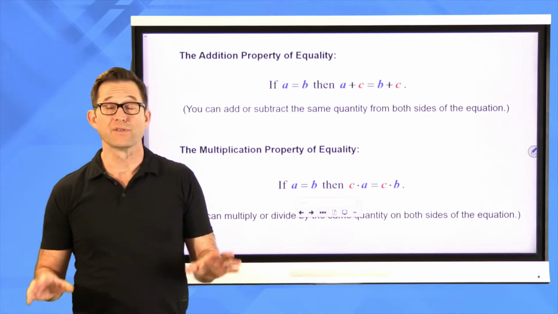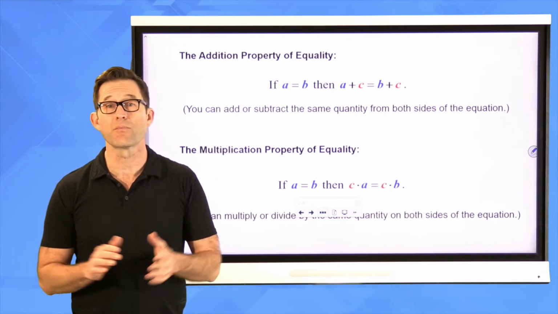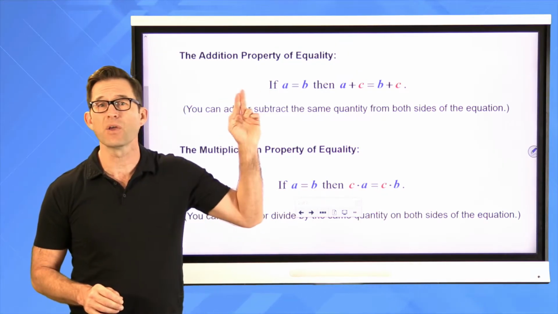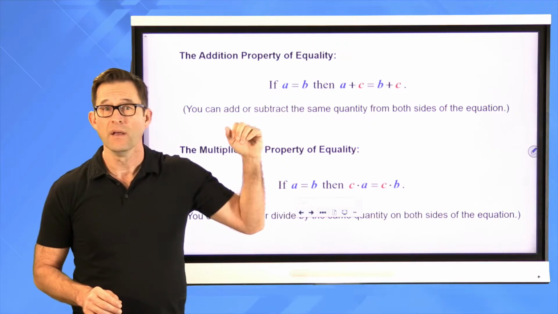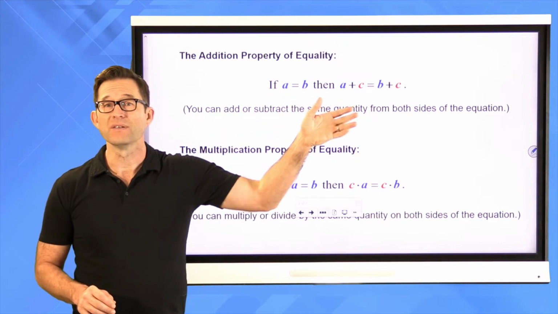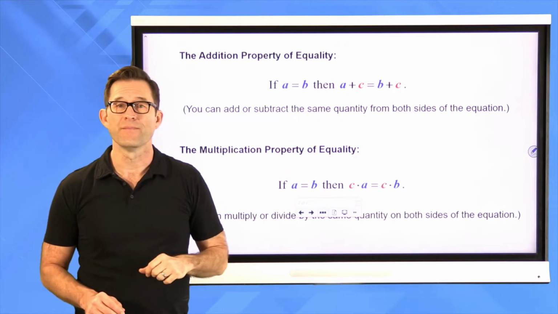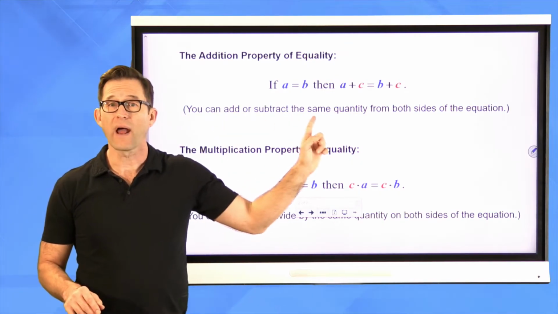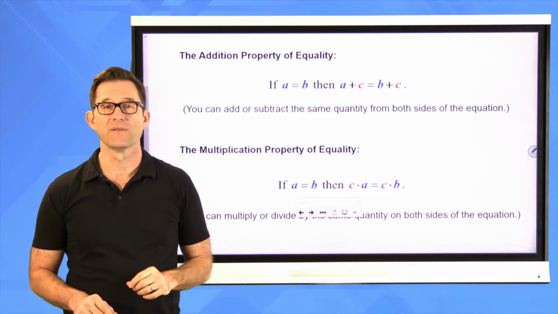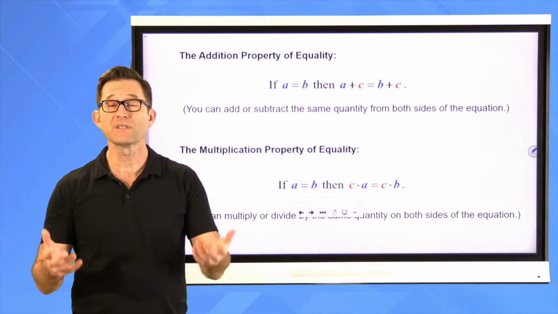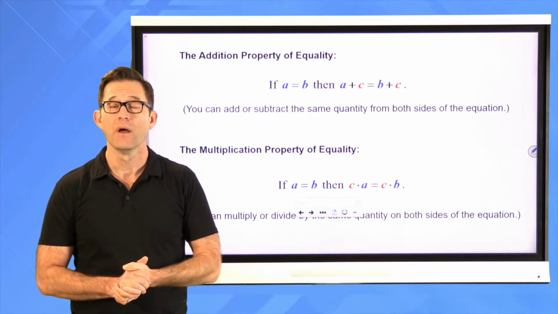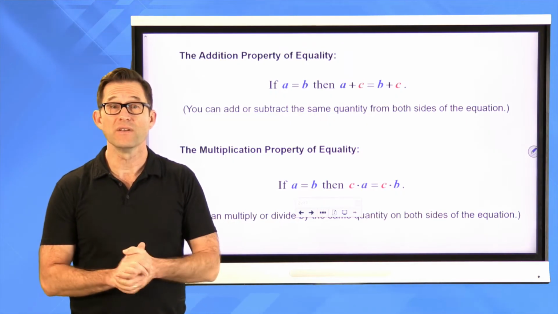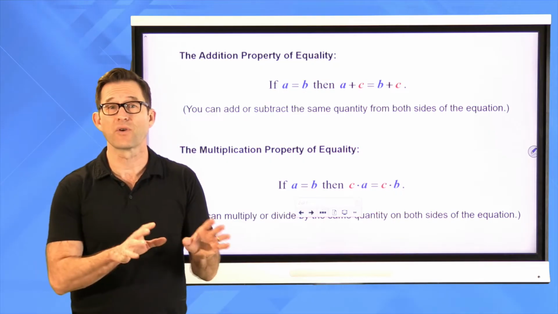The first one that is critically important is called the addition property of equality. And it's real simple. It basically says, look, if I've got some equality, like A equals B, some equation, then A plus C equals B plus C. Basically, it's boiling down to saying this. You can add or subtract the same quantity from both sides of the equation, all right? And you still will have a true equation, right? But the key is, if you add something to one side of the equation, you have to add it to the other side, or subtract and subtract.